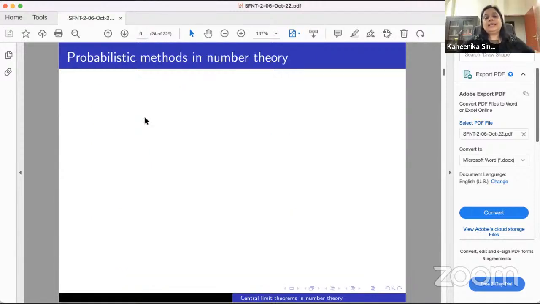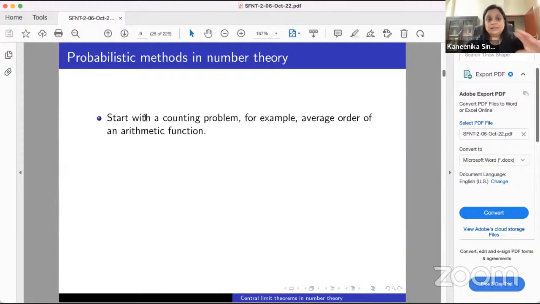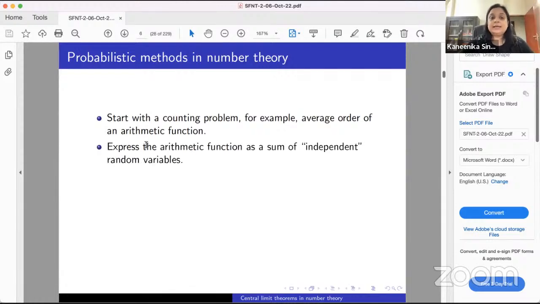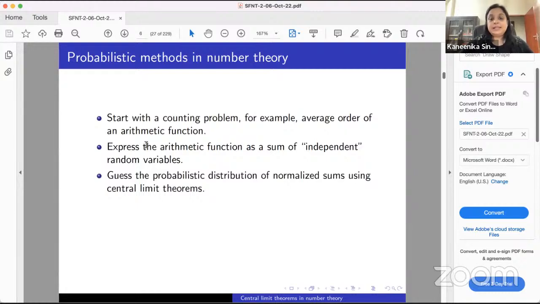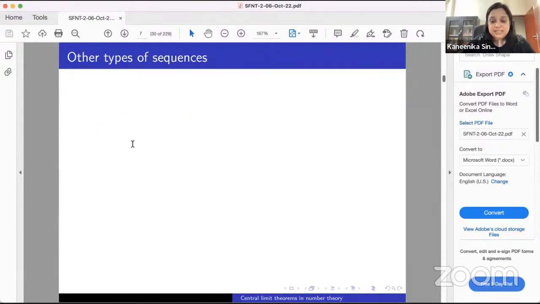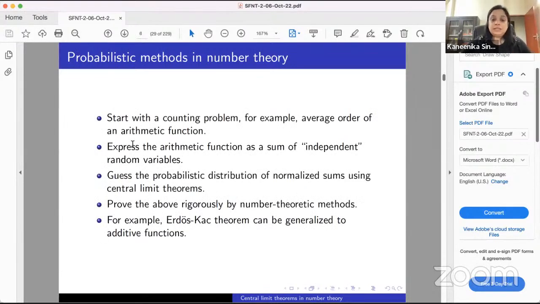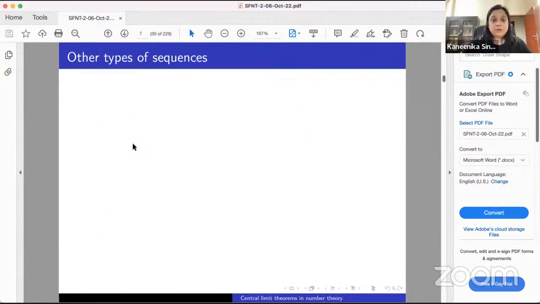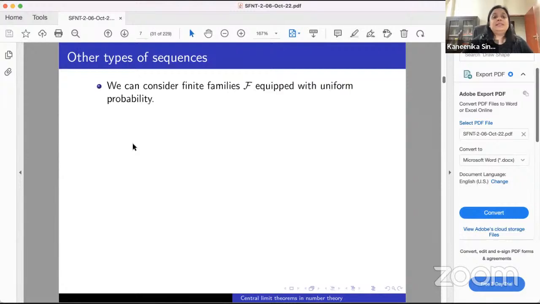This leads to this nice theme of probabilistic methods in number theory. This is one probabilistic method: whenever you have a counting problem, for example, the average order of an arithmetic function, you express the arithmetic function as a sum of independent random variables. You guess the probabilistic distribution of normalized sums using central limit theorems, and then you prove the above rigorously. For example, Erdős-Kac's theorem can be generalized to all additive functions. We saw some theorems last time about how one could generalize our knowledge of omega of n to general additive functions. But now we move over to different types of functions. None of the sequences or functions that we consider today are going to be additive, so we'll be considering other types of sequences.